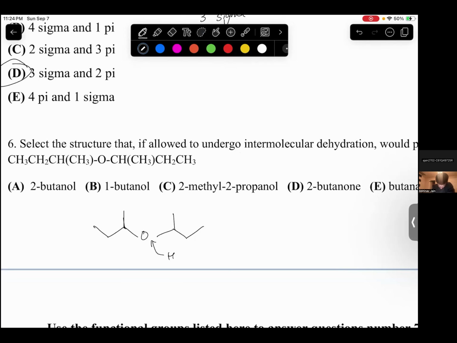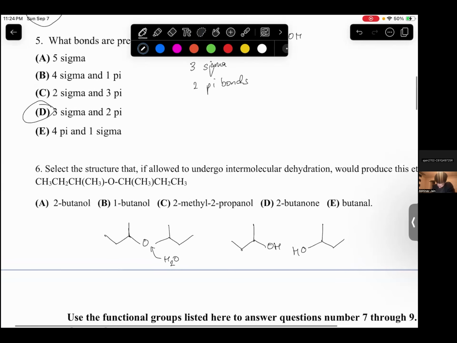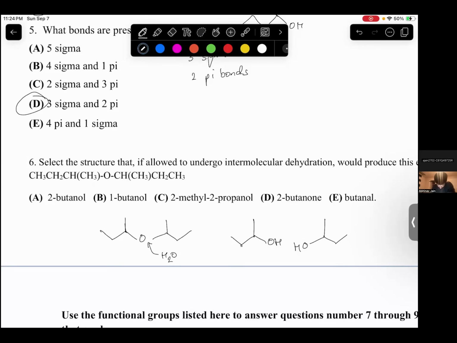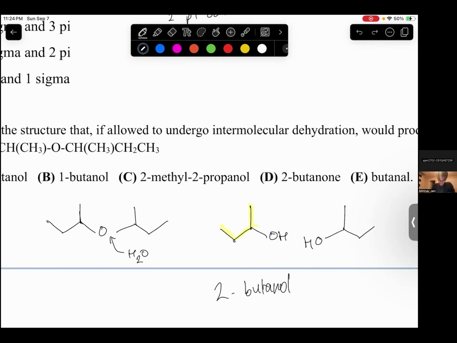So we slide in a water molecule. We're going to get this and then this as our ether. This is clearly butanol, 2-butanol more specifically, four carbons, with the OH at position number two. So it's 2-butanol.